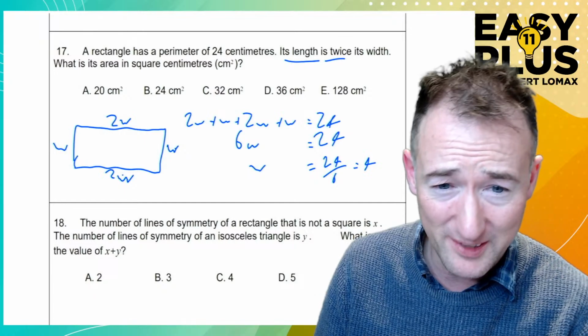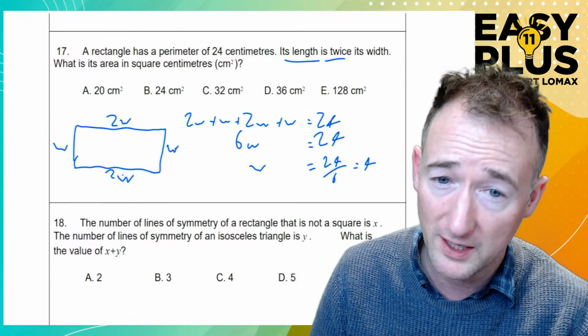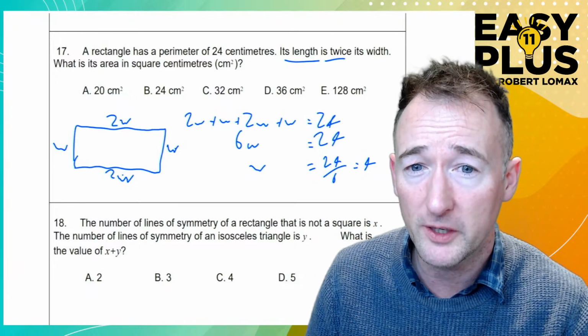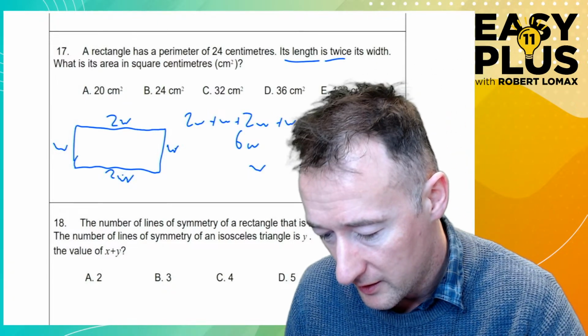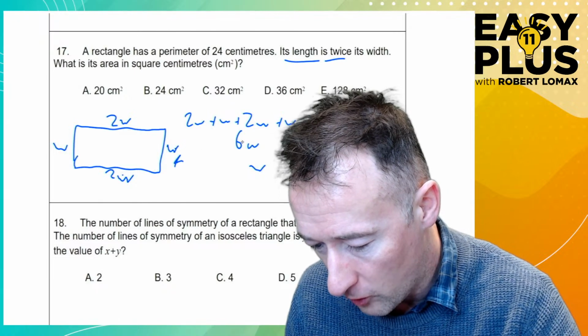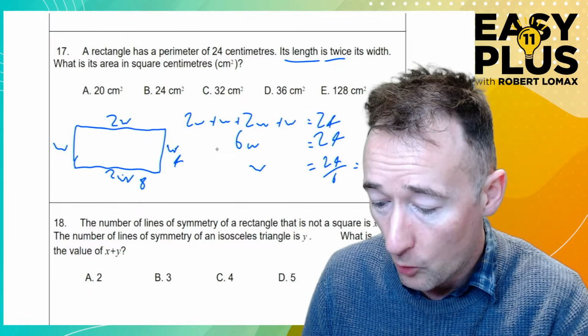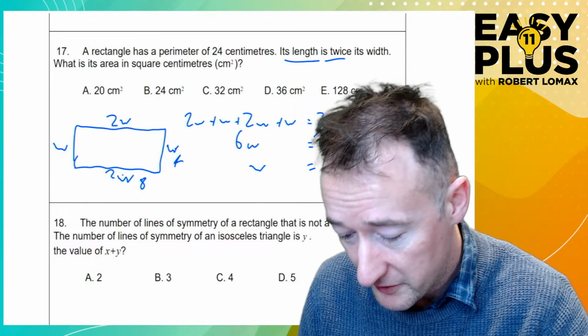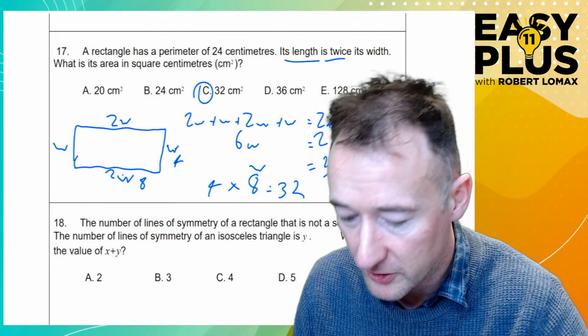Yes, it's algebra, but it's very simple algebra, and it's the kind of algebra that you do want to get the hang of. This will really help you when it comes to your exams. So we know that the width is 4. So twice the width is 8. What's its area? 4 times 8. 4 times 8 equals 32. So it's 32 centimetres squared.